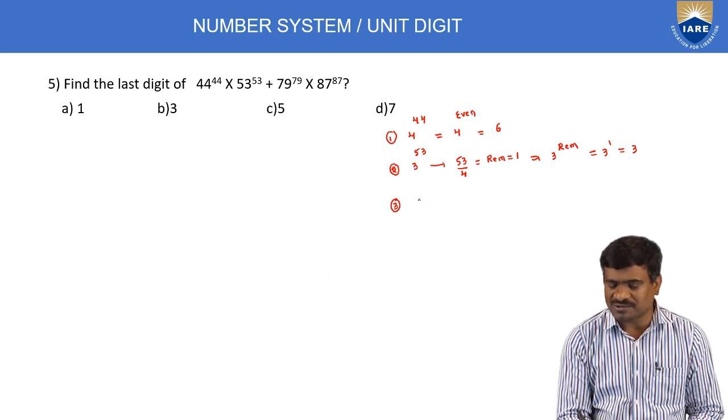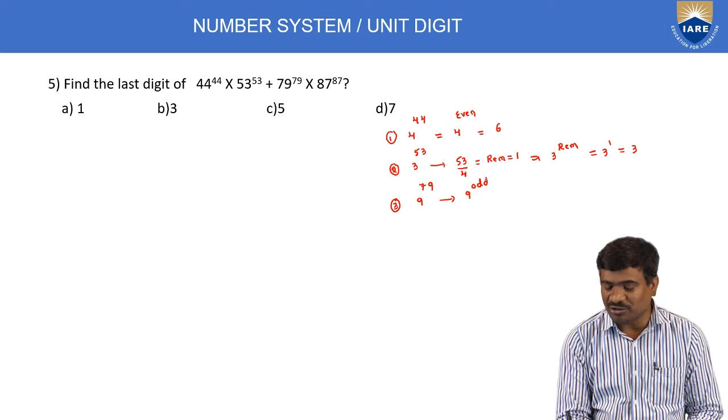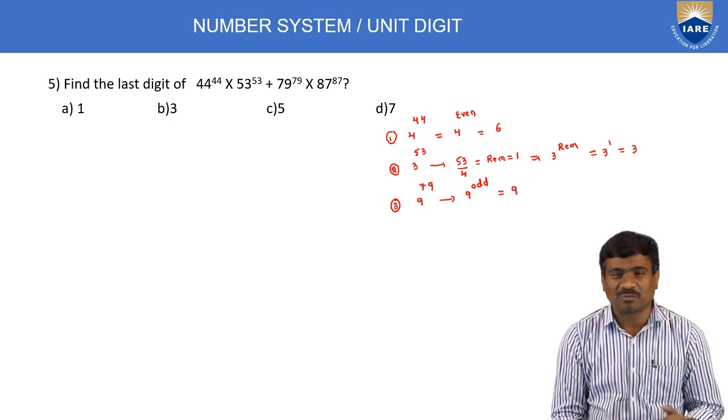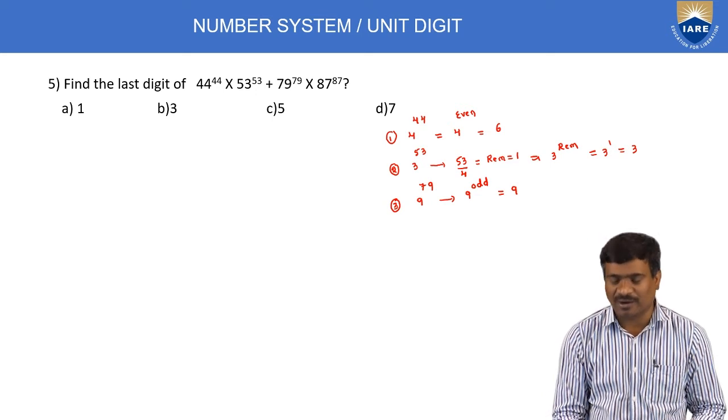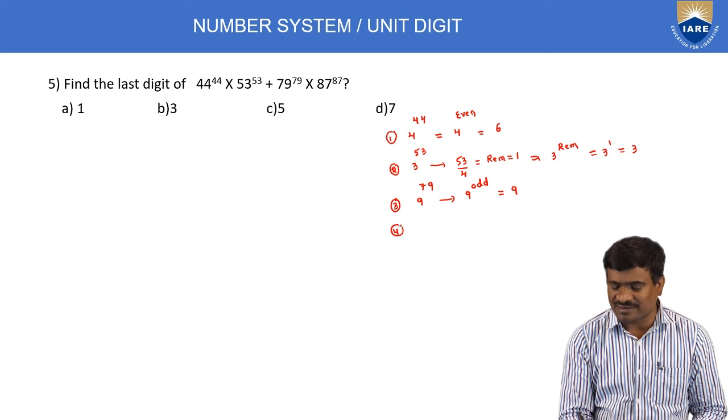And next number, 79 to the power of 79, which is 9 to the power of 79. 9 to the power of an odd number is 9. 9 to the power of an even number is 1.